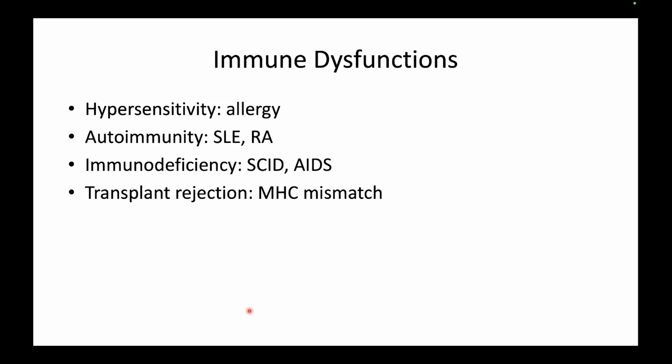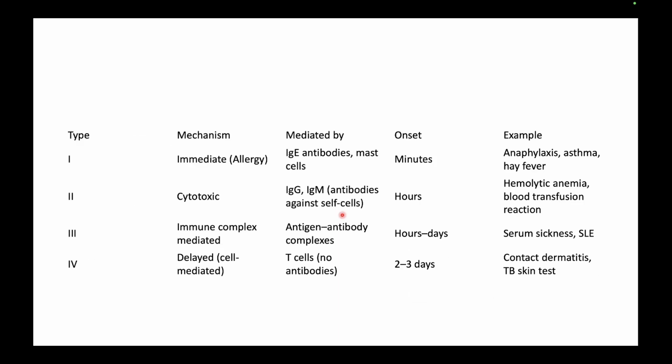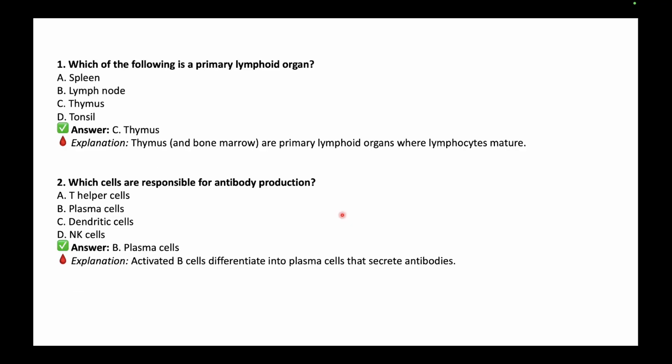If there is immune dysfunction, if there is hypersensitivity, it will cause allergy. If there is autoimmunity, it becomes self-reactive, and that causes autoimmune diseases. If there is immunodeficiency, then compromised immune diseases are generated. Also, transplant rejection will occur due to MHC mismatch. This is the summary for hypersensitivity.